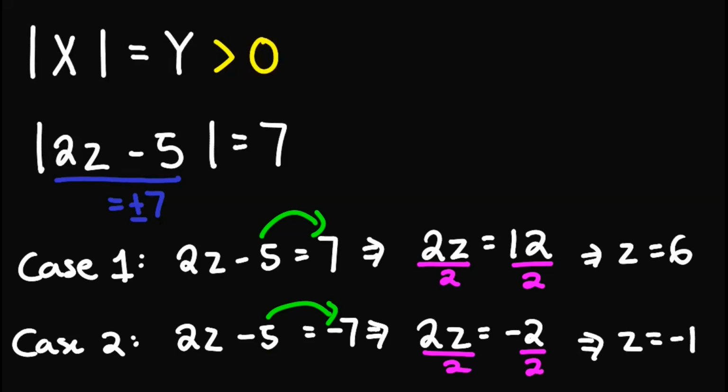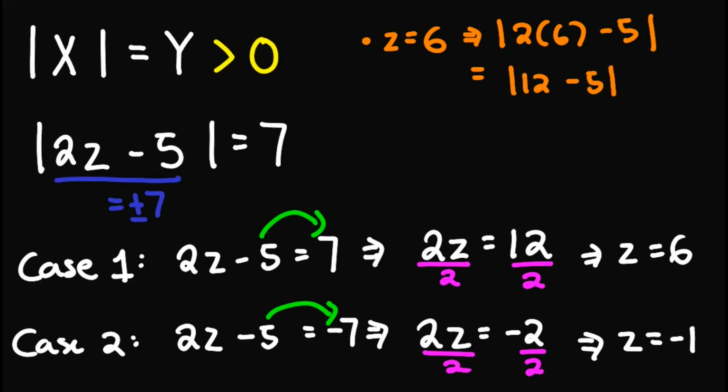Now, just to be sure, we can plug these values back into our absolute value equation. If z is equal to 6, then our absolute value will be |2 times 6 minus 5|, and this will give us |12 minus 5|, which is the absolute value of 7, or simply 7. So this one is correct.